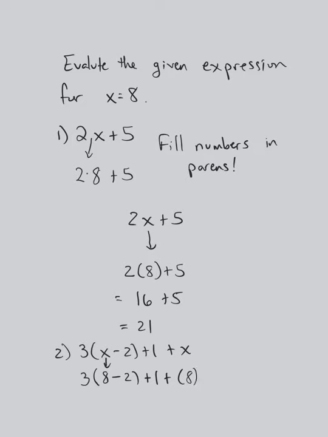so that's plus 8. Okay, now I follow order of operations, and so remember, order of operations says to do parentheses first, so I do that 8 minus 2. That's 3 times 6 plus 1 plus 8, okay, like that. And then I have a multiply and 2 adds. Multiply, add, so I do the multiply first, and so that's going to be 18 plus 1 plus 8. Then I do my 2 adds. I'm running out of room here, so I have 19 plus 8, and so I get 27 as my answer.